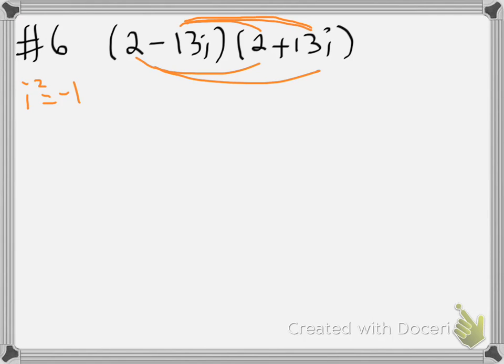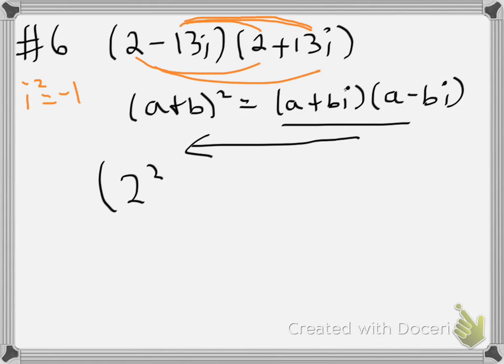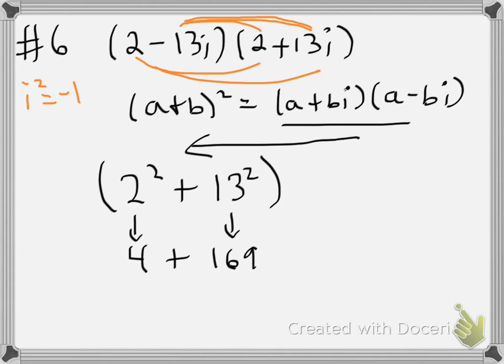So I'm really going to use this rule: a plus bi times a minus bi, I'm using this rule in reverse. It goes a little faster, and I have this part here, so I'm working that way. So I really know that this is 2 squared plus 13 squared. Well, 2 squared is 4, 13 squared is 169, and that gives you 173. As long as you remember that i squared equals negative 1, you can get that answer.